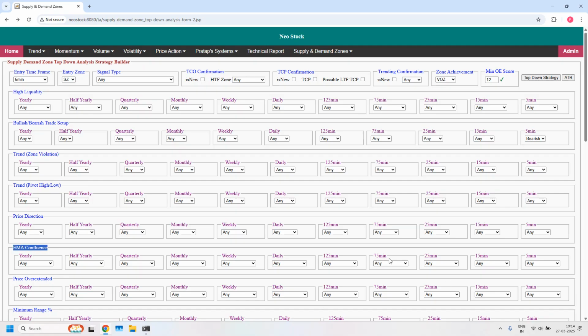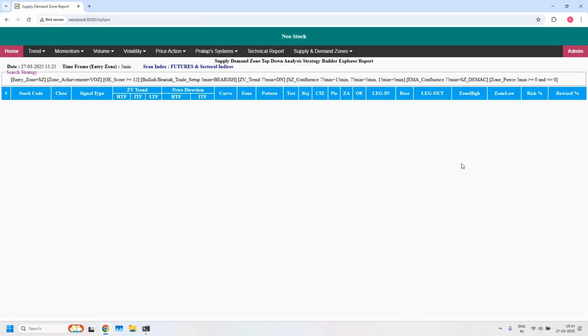In the EMA confluence at 75 minutes time frame, I am setting the filter whether the 75 minute supply zone has daily EMA confluence or not. At the same time, the trend on the 75 minute time frame should not be sideways. It should be downtrend because it is a bearish trade setup. So with these filters, we did not get any stocks. So this is about the hourly income trade bearish trade setup.